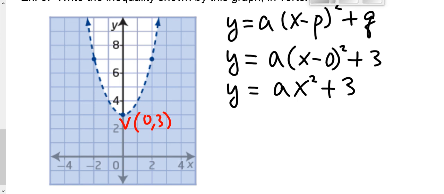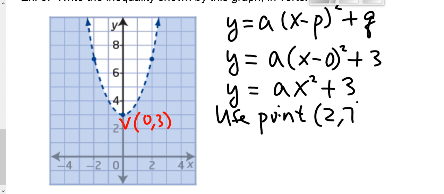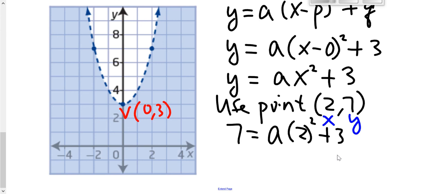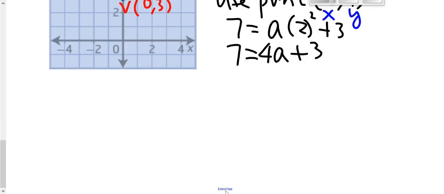So use point 2 and 7. And what do we do with this point? Plug in 2 for x, 7 for y. Now if you plug the numbers here, that gives you 7 equals a times x, which is 2, and then squared, plus 3. Now you can work out the rest. 7 equals a, well, 2 squared gives you 4, so let's write 4a instead of a4, plus 3, and then we can quickly do the algebra here.